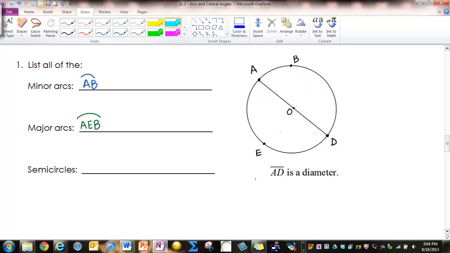Okay, our second example is going to be arc AE. Now arc AE is a minor arc because its measure is less than 180 degrees, or it's smaller than a semicircle, and its corresponding major arc goes around the long ways, which is arc ABE. Now we could also name that arc ADE.